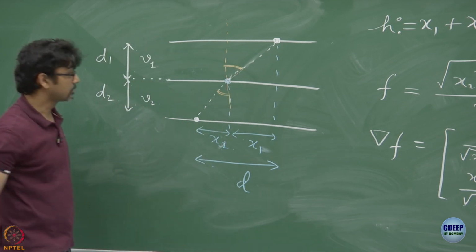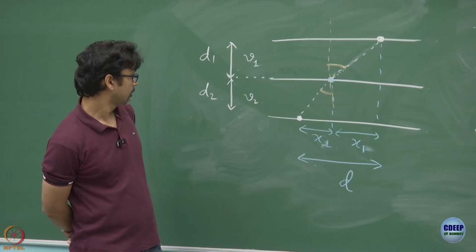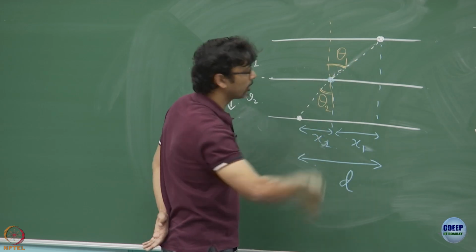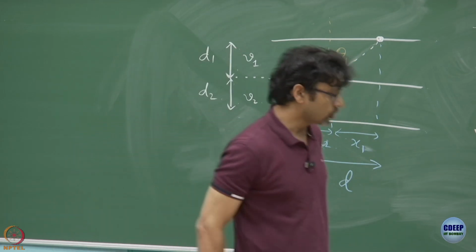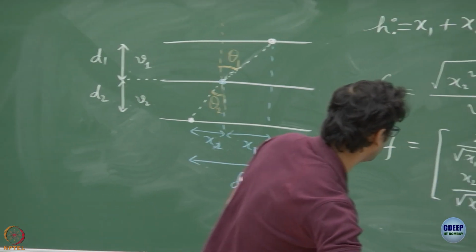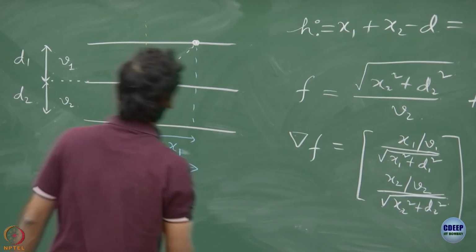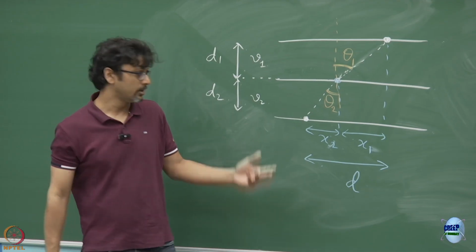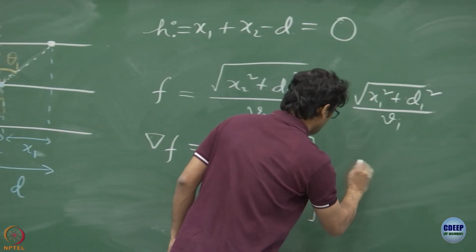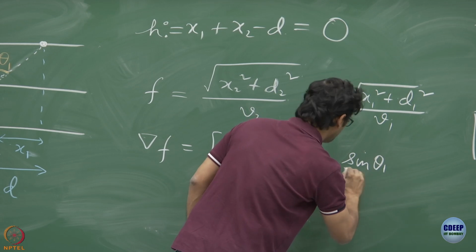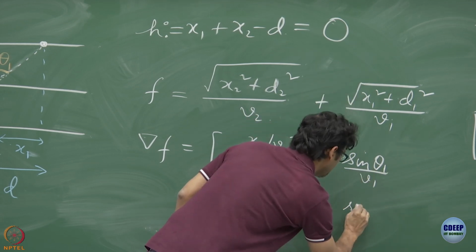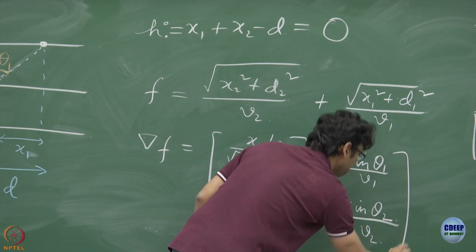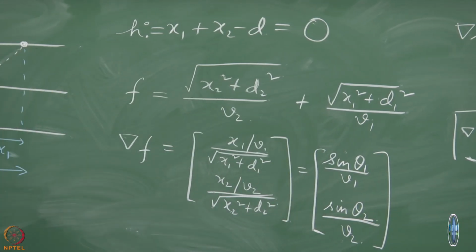These are the two important angles, no? So let's call this theta 2, let's call this theta 1. So what is x1 divided by square root of x1 squared plus d1 squared in terms of theta 1? Sine theta 1, isn't it? Trigonometry. So this is sine theta 1 over v1, and this is sine theta 2 over v2, agreed? Right?